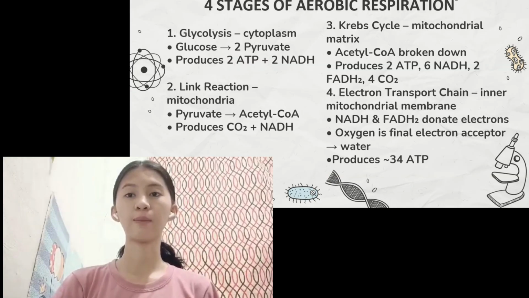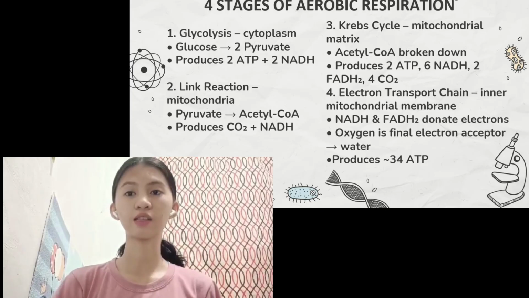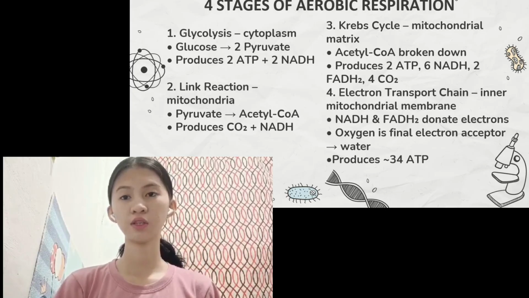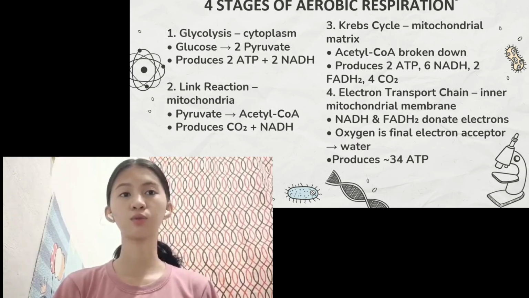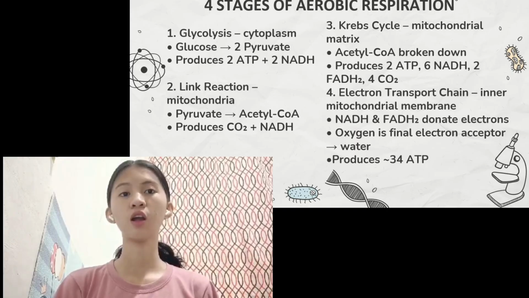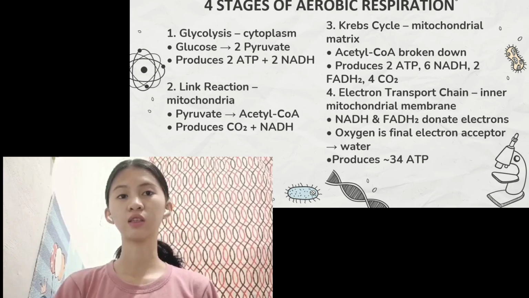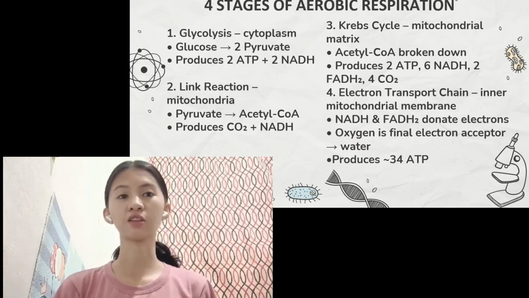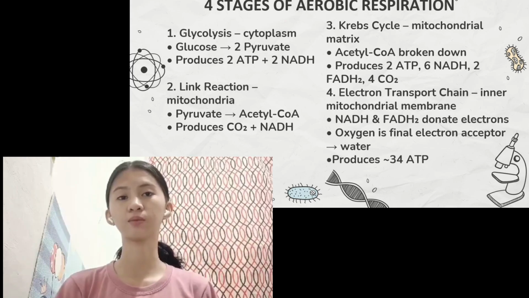Aerobic respiration happens in four main stages. The first step is glycolysis, which happens in the cytoplasm. Here, glucose is broken down into two smaller molecules called pyruvate, and a little bit of energy is released in the form of ATP. Next is the link reaction, which takes place inside the mitochondria.